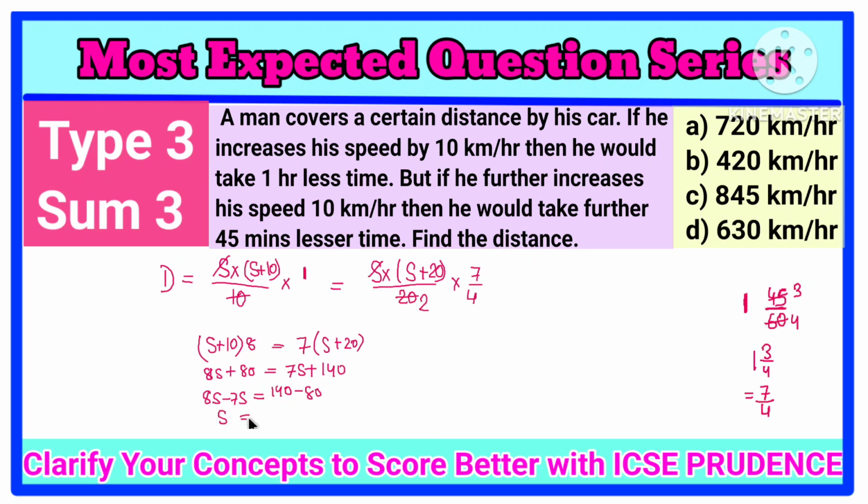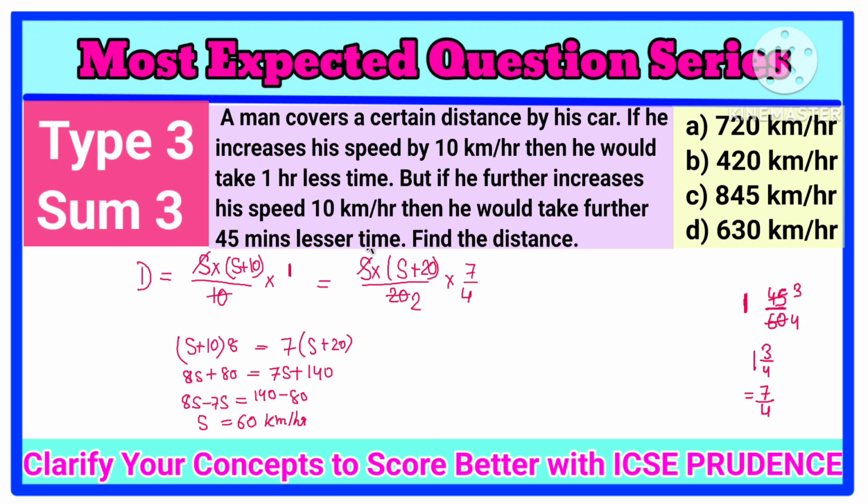So s will be equal to 140 minus 80, that is 60 km per hour. So the original speed, that is s, is 60 km per hour. But here you are asked to find out the distance. So you need to put the value of s in either of these two equations.